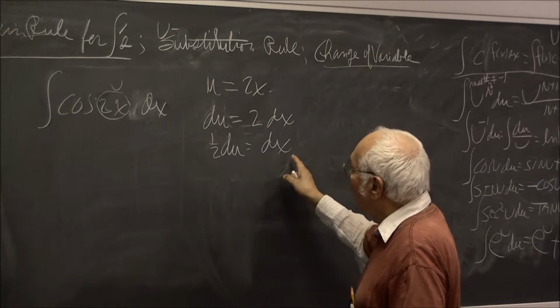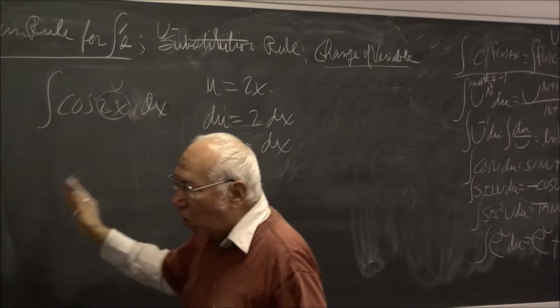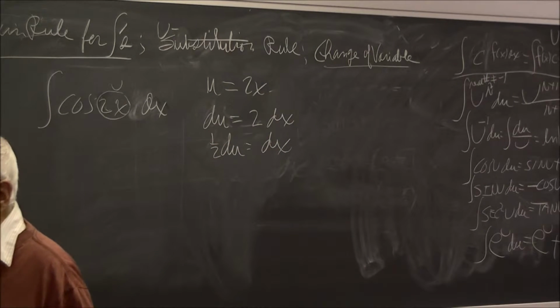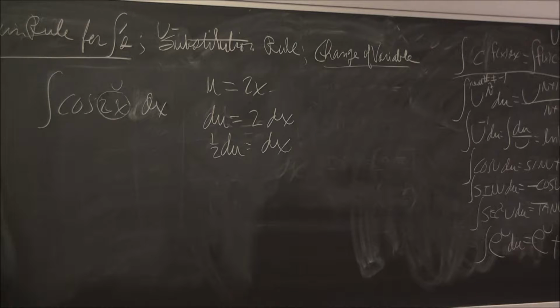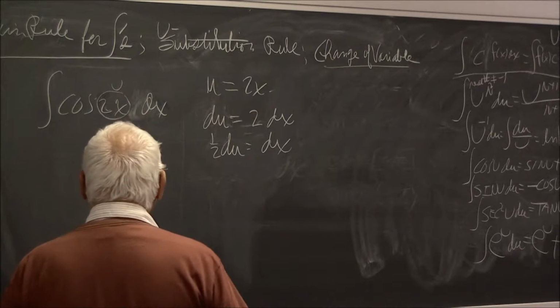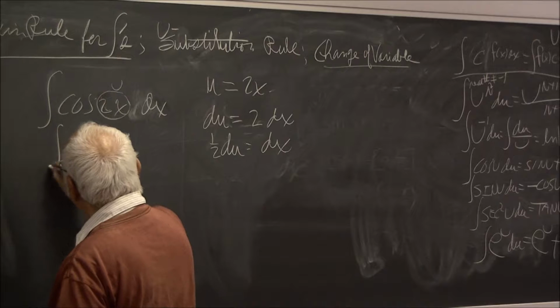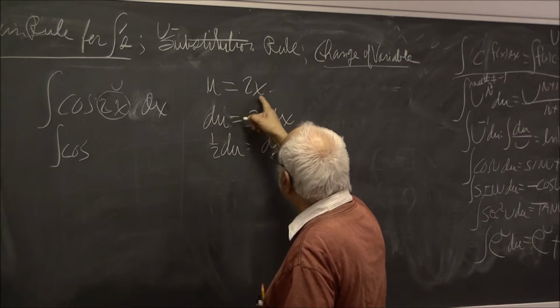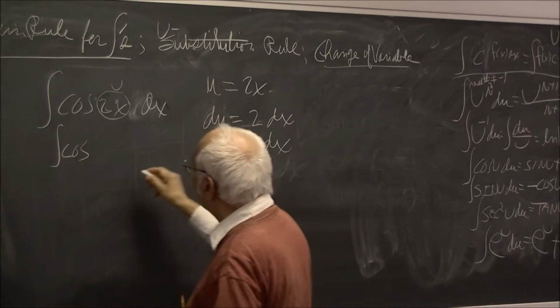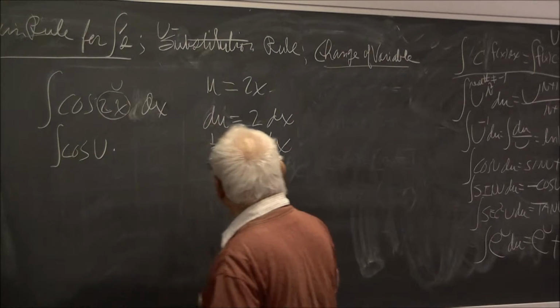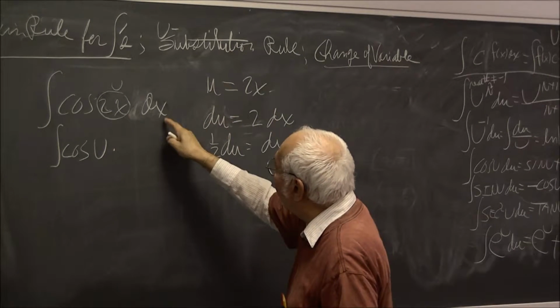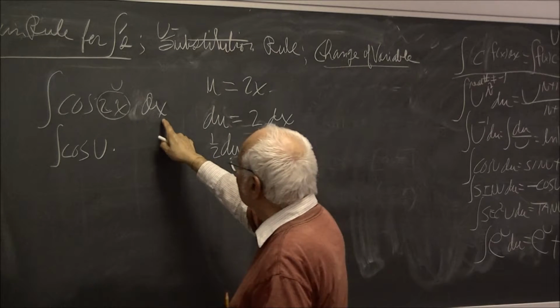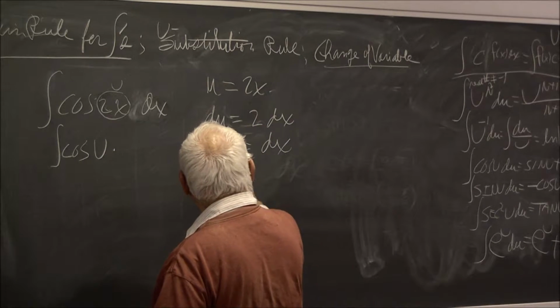Now here's the thing, you got to replace everything. You got to use all the material you're given and no more. You got to use exactly what you're given and convert it. So this becomes the integral of cosine of u, instead of cosine of 2x, times, and then instead of dx, remember dx is going to be 1/2 du.